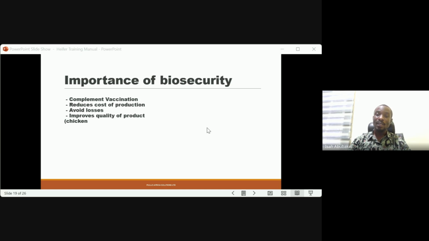We might see coccidia if you take their fecal sample. If you take their blood sample, we might see salmonella. We might see infectious coryza agent. We might see so many at the same time. Then you discover that their immune system becomes weak and they are always falling sick. If they are always falling sick, you discover that you spend a lot of money buying drugs. So if you budgeted 10,000 to buy drugs, you end up spending 40,000, and that enters your cost of production. But if you had maintained a very good proper biosecurity, you discover that you spend less, you don't have to start treating all the time.